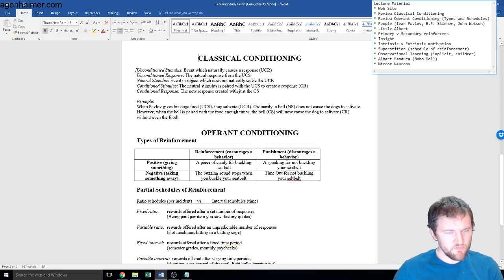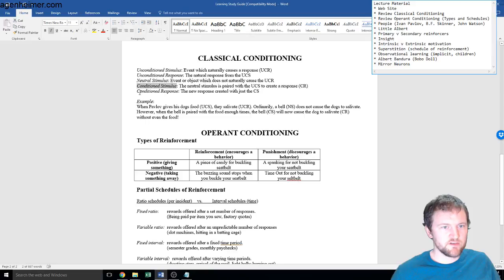Classical conditioning, as opposed to operant conditioning, is when you pair two things together, where the neutral stimulus, which ordinarily has nothing to do with anything and wouldn't have a response, is paired with the unconditioned stimulus, which has an automatic response. And once the person or animal has related the two, it becomes the conditioned stimulus, which elicits the conditioned response.